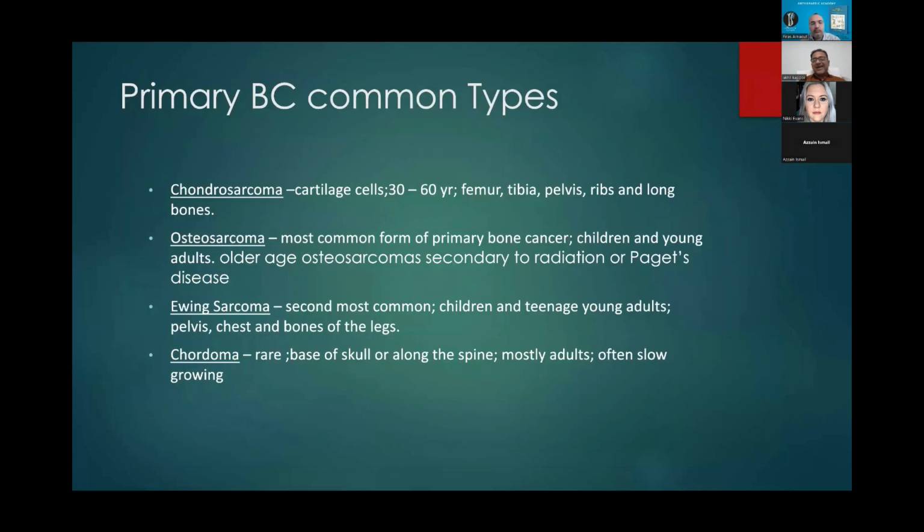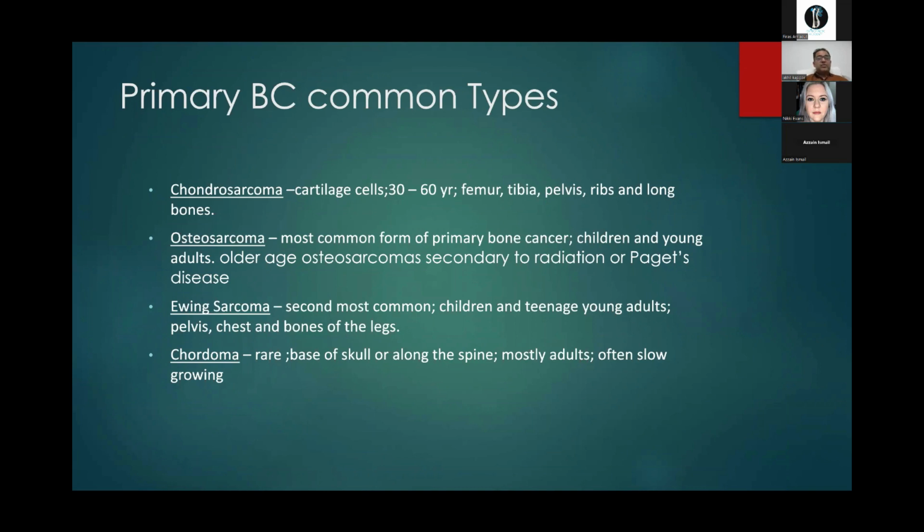So we've seen some X-rays trying to understand how we can get clues, whether these are primary cancers or secondary cancers and whether they are benign or aggressive. So just a repetition of what are the common types of primary bone cancers. We saw a picture of chondrosarcoma, which arises from the cartilage cells. Common age is between 30 to 60 years, and the most common locations are around the knee. However, it can be central in the pelvis and ribs as well.